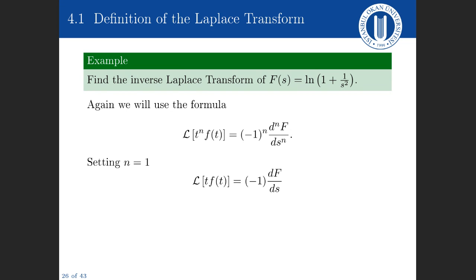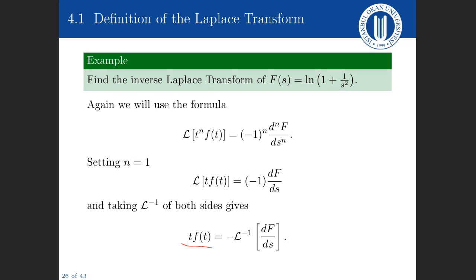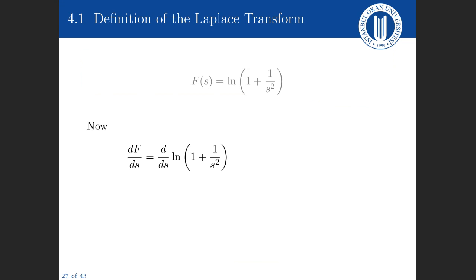And then we're going to take the inverse Laplace transform of both sides. We're going to be doing t multiplied by f of t is minus the inverse Laplace transform of the derivative of capital F. So we're going to take capital F, we're going to differentiate it, then we're going to calculate the inverse Laplace transform, multiply by minus 1, and then divide by t. So let's do that.